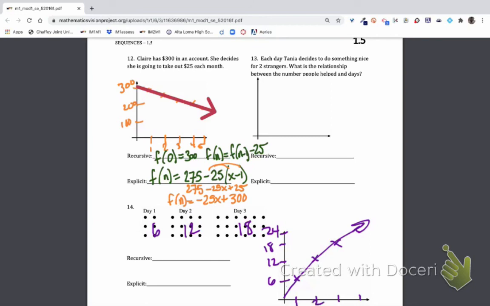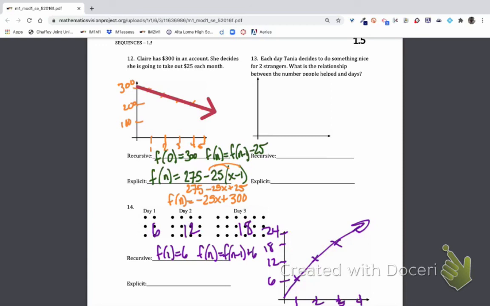Okay. Plotting it out, day 1, 2, 3. That's a 3 and that's a 4. Okay, so for our recursive, we know that on day 1 there were 6 dots. And on day n, we're going to take the day right before it and add 6. Remember, it's an arithmetic sequence, so we're going to either be adding or subtracting.